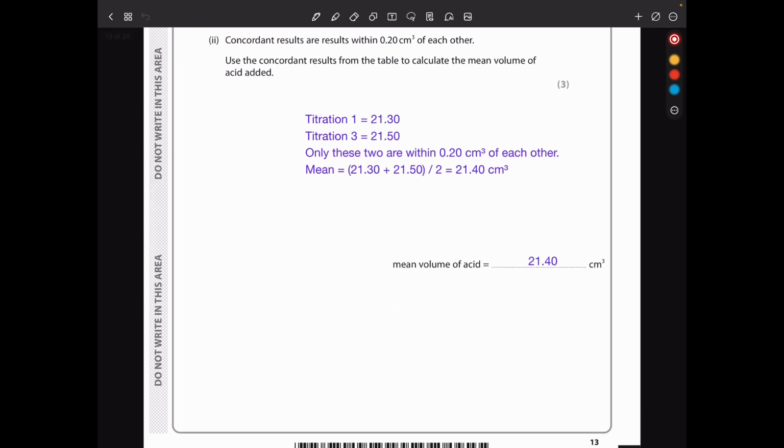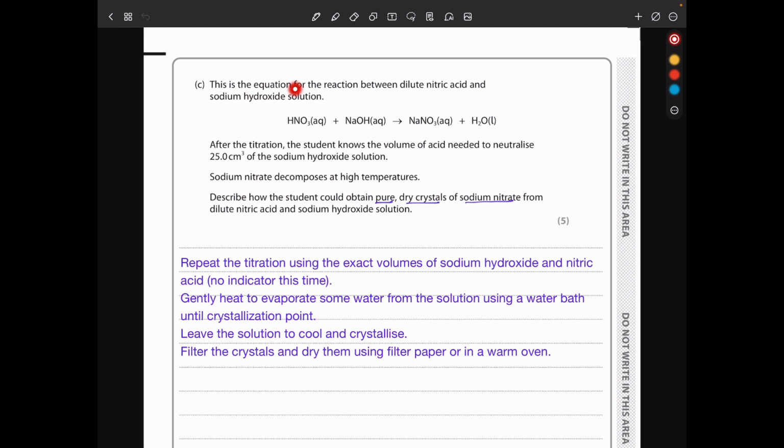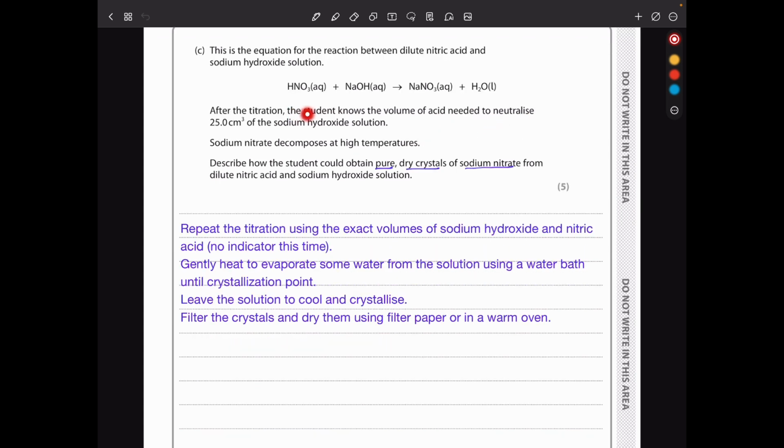volume of the acid. Then in part C, this is the equation for the reaction between dilute nitric acid and sodium hydroxide solution. We see the equation here. They say after the titration, the student knows the volume of the acid needed to neutralize 25 centimeters cubed of sodium hydroxide solution. Sodium nitrate decomposes at high temperature. Describe how the student could obtain pure dry crystals of sodium nitrate from dilute nitric acid and sodium hydroxide solution.